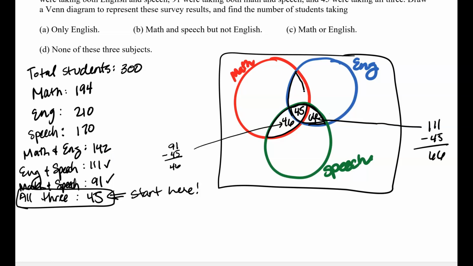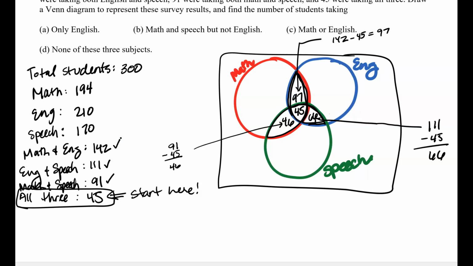That would be right in this section here. So I've already got a 45 there. So I'm going to take the 142 and subtract the 45, and that gives me 97. So 97 is going to go there. So those I think are the hardest for most people.